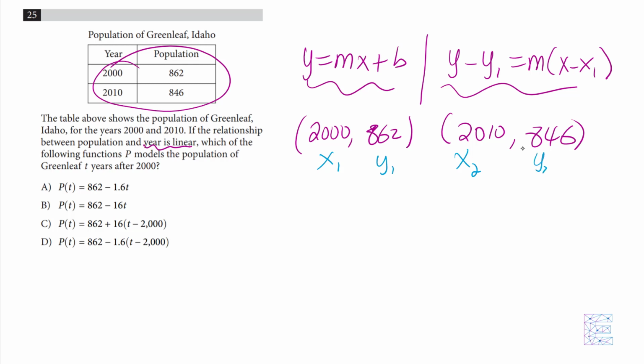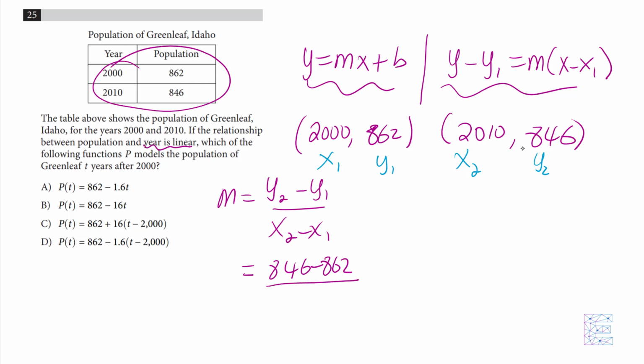That's just to help us get organized, because when you're finding slope, we use this formula, y2 minus y1 over x2 minus x1. Since we have this, all we need to do is plug. We're just going to plug and chug. So let's go ahead and find slope. 846 minus 862 over 2010 minus 2000.